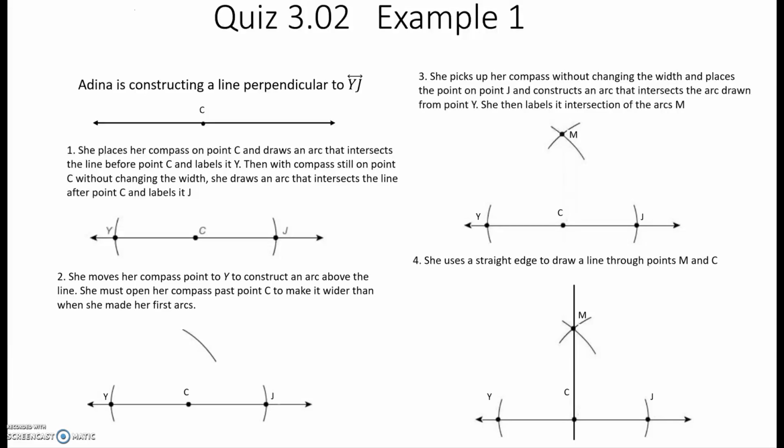And then 3, she picks up the compass without changing the width and places it on point J and constructs an arc that intersects the arc drawn from point Y. She labels that intersection of the arcs M.